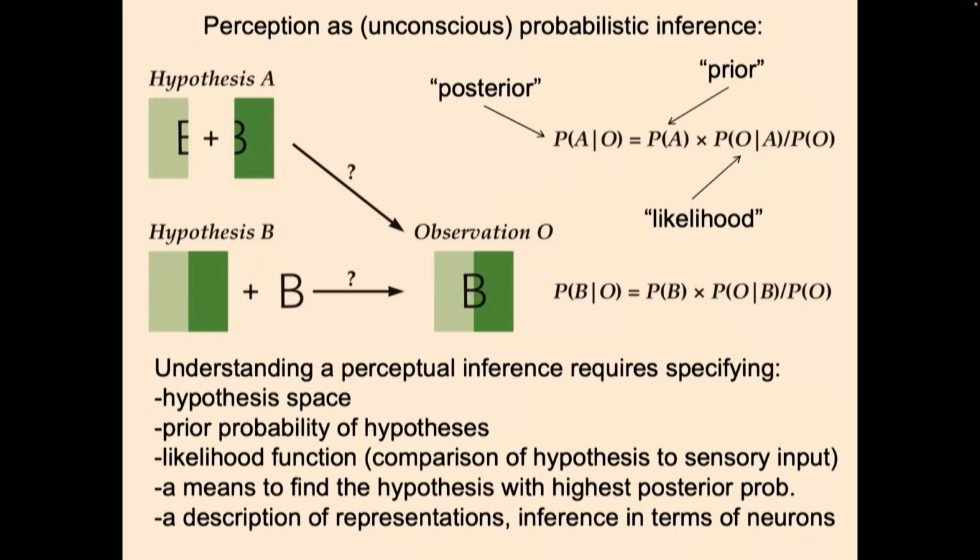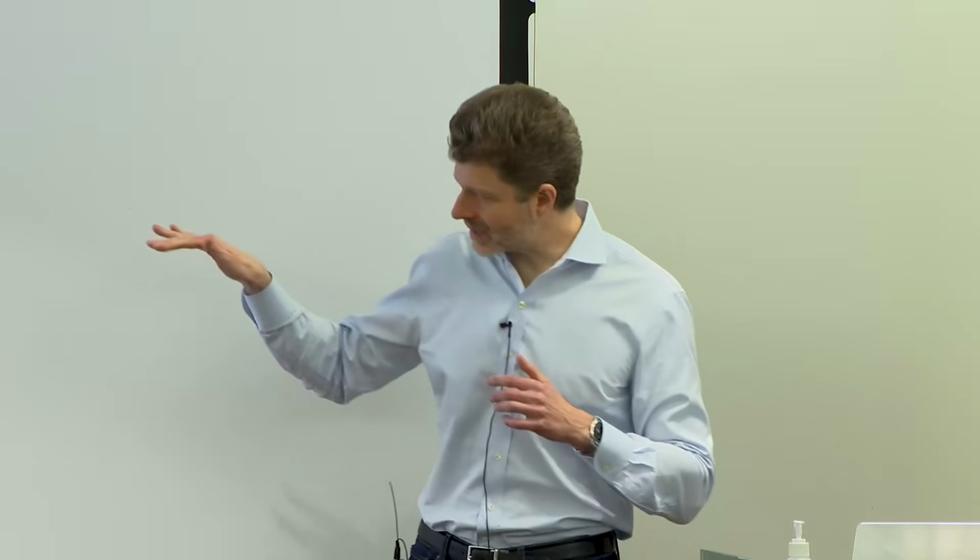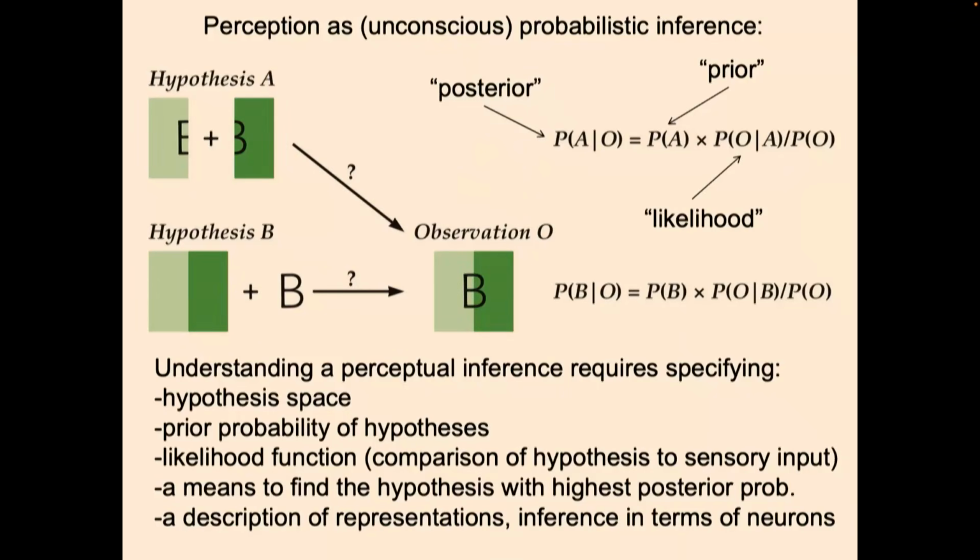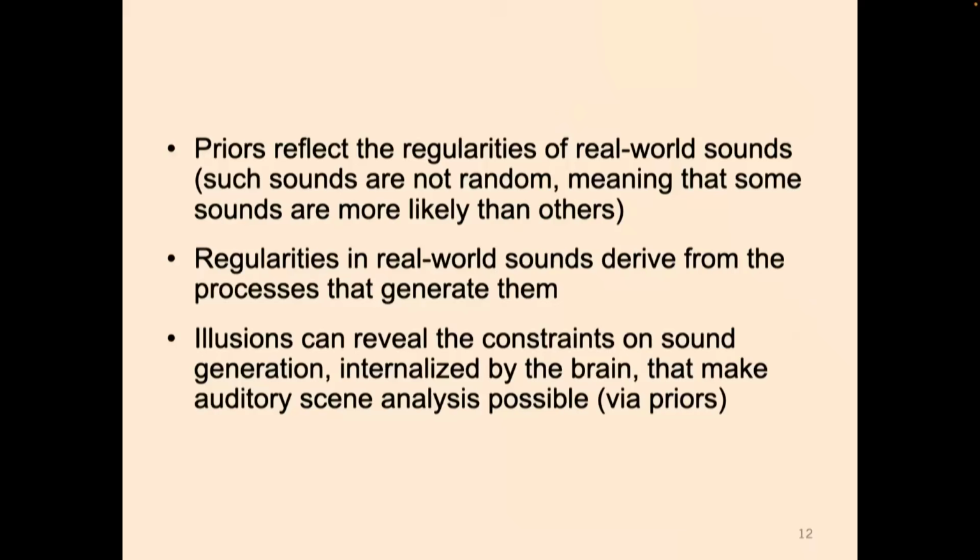All right, so we're going to talk about auditory scene analysis, which you can think of as the problem of inferring sources in the world from a sound signal that reaches your ears. As we've discussed, if we want to think about this as perceptual inference, we need to specify the hypothesis space, the prior probability of hypotheses, a whole bunch of stuff. As a starting point, let's think about these priors. Priors reflect the regularities of real-world sounds.